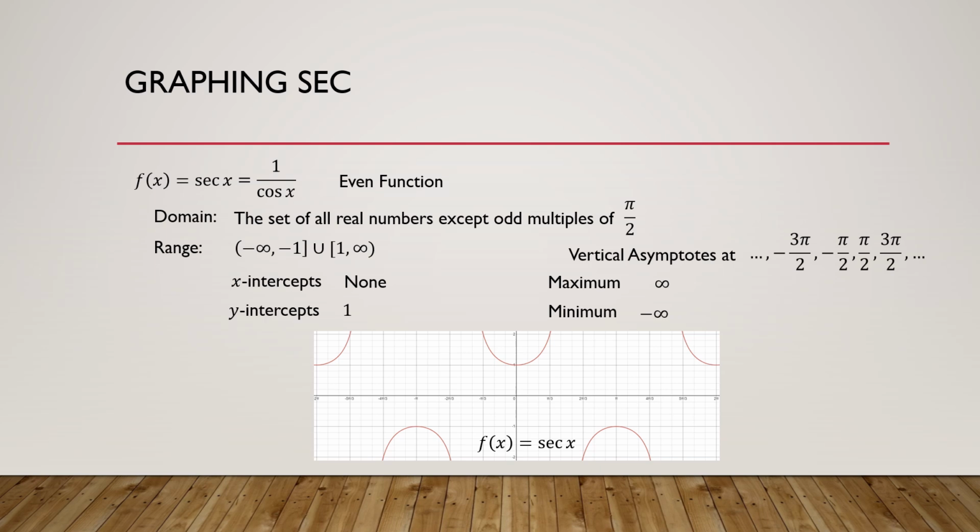This function will have maximums and minimums that approach infinity and negative infinity respectively as we get closer to the points of the vertical asymptotes.